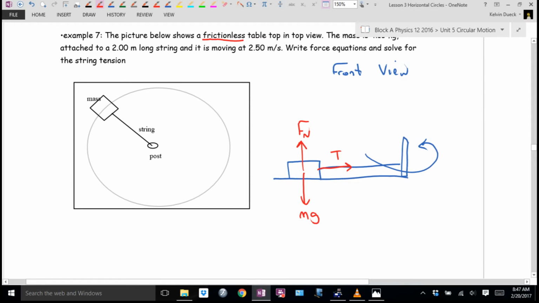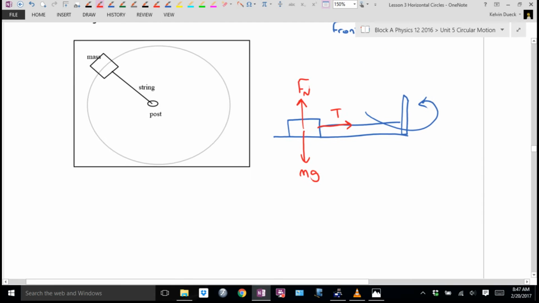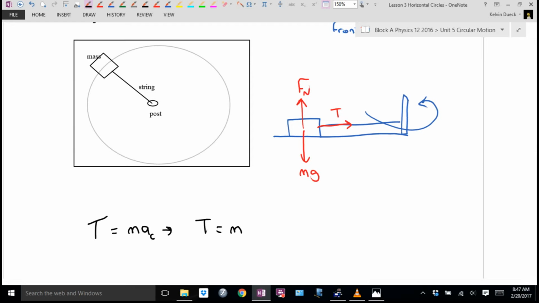Okay. For my force equations, I think in the vertical direction, everything is balanced. Horizontally, who's winning? Who's losing? It's going to be m a_c. Tension is going to be m. Which version of circular acceleration am I going to use? The 4 pi squared r over T squared or the v squared over r? Oh, did they give me the speed in the question this time?